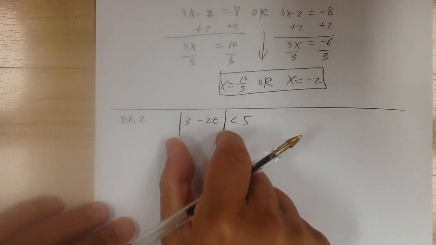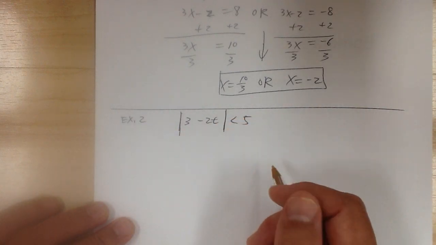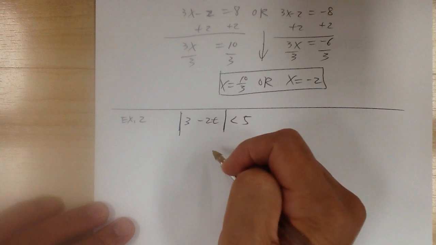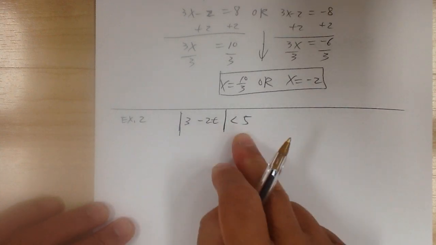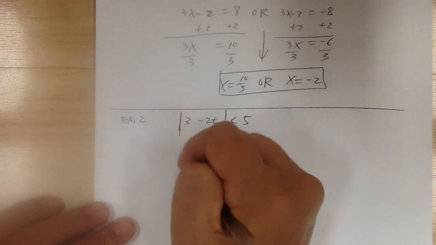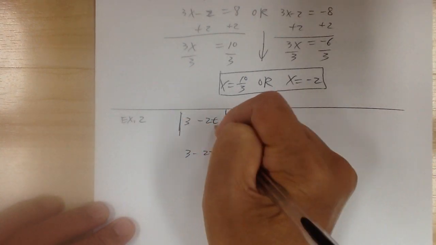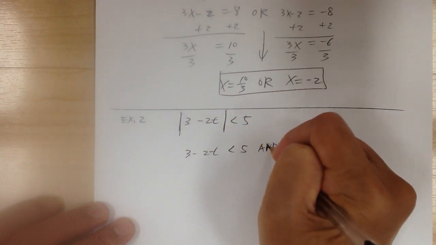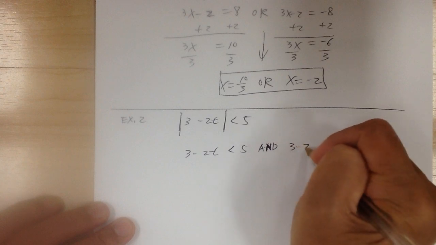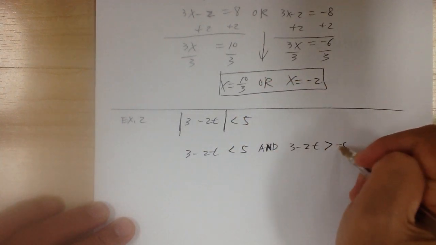So make sure you have the absolute value by itself, and then you're going to do the next step by separating the two. A lot of people will do it incorrectly. They do a lot of weird things. So make sure you have the absolute value by itself. Then you're going to make it into two inequalities. This is pointing toward the absolute value, so this would be and. With 3 minus 2t, and this part has to be the opposite, so it'd be greater than negative 5.